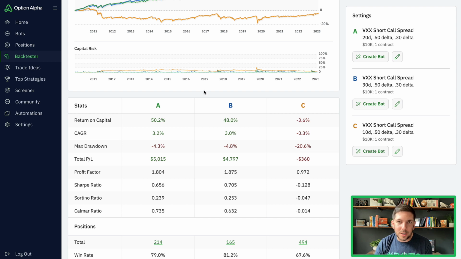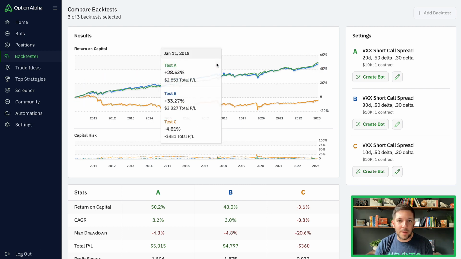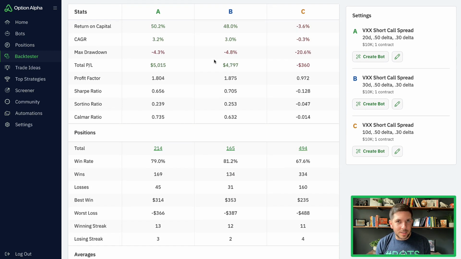Now, I personally look at version A and version B as being very similar. You can see just visually here, version A and version B are almost identical, right? There's very little difference. If you start to dig into the numbers, there are obviously some differences between them. You go out a little bit further, which is version B right here.